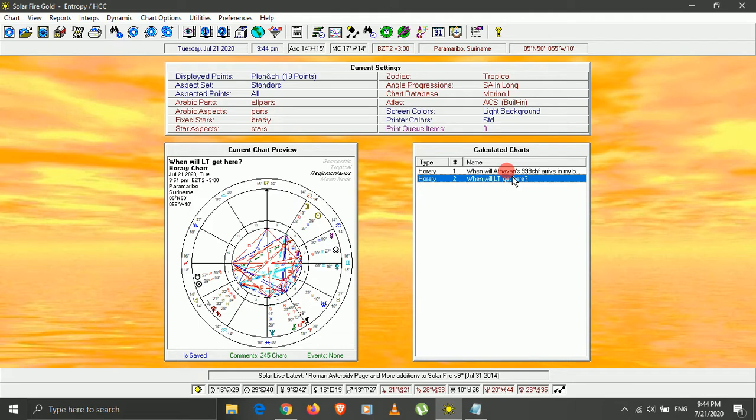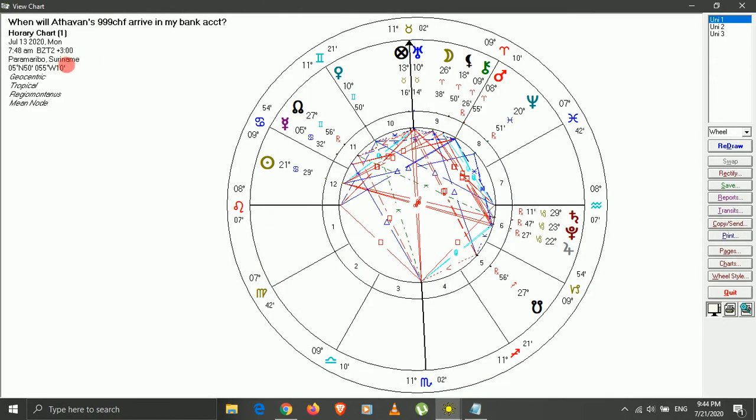Okay. This is a chart that denotes the first example. Someone by the name of Atavan. Simple example. The question speaks for itself: when will Atavan's 999 CHF, CHF standing for Swiss francs, arrive in my bank account? And then you see the date, the time, and the location at which I asked the question, as always. By default rules, since the ascendant is ruled by Leo, I am represented by the Sun, which is 21 degrees in Cancer. And in this question, basically, I wanted to know.